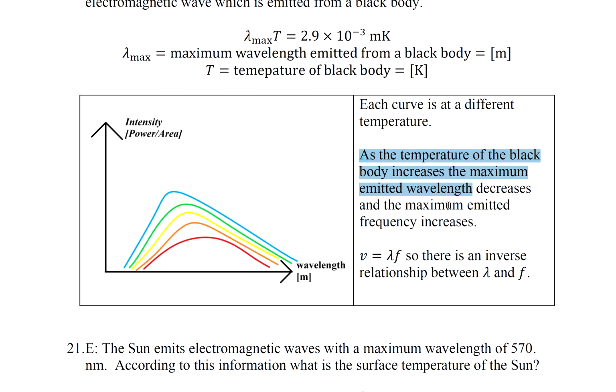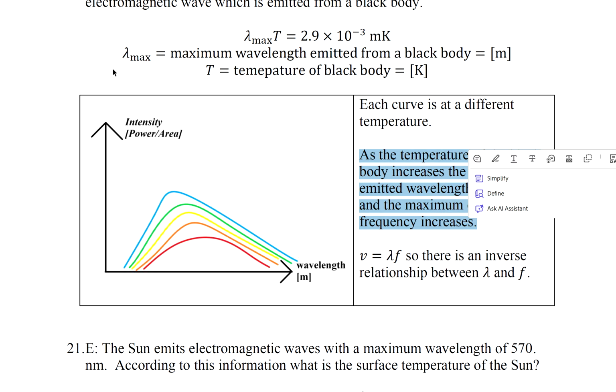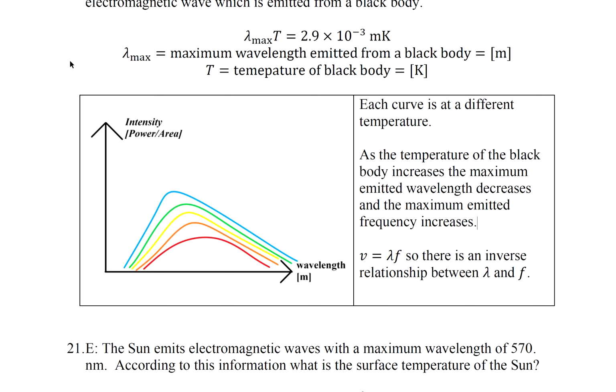This is important here. As the temperature of the black body increases, the maximum emitted wavelength decreases, and the maximum emitted frequency increases.